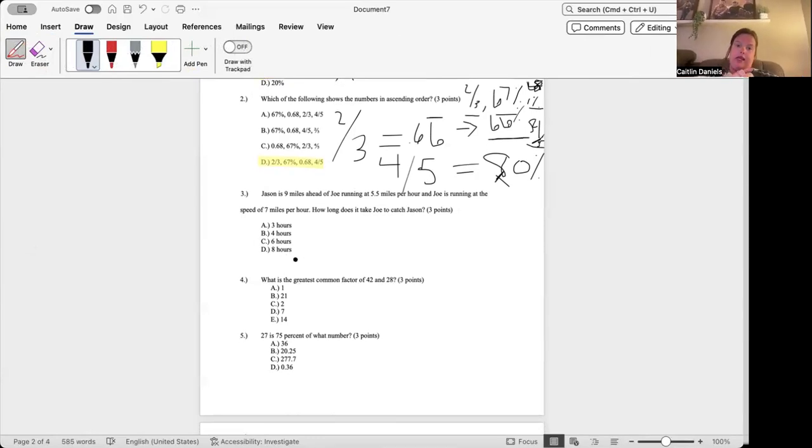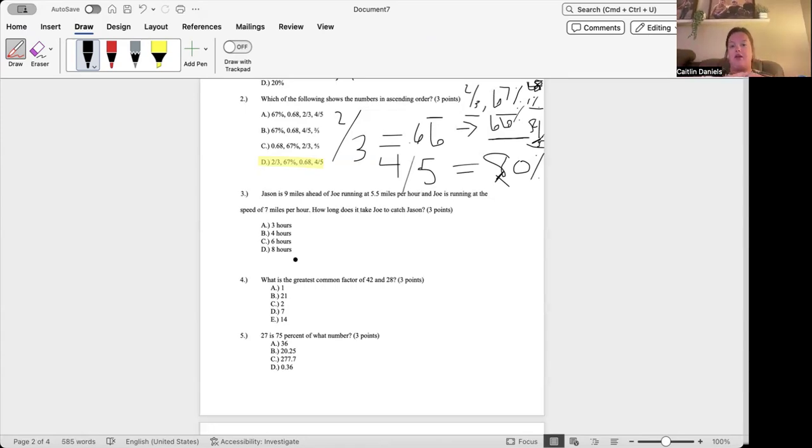Number 3. Oh, what chapter is that from? We're converting decimals to percents and fractions to percents. So I believe that would also be the percent chapter, which is chapter 7.